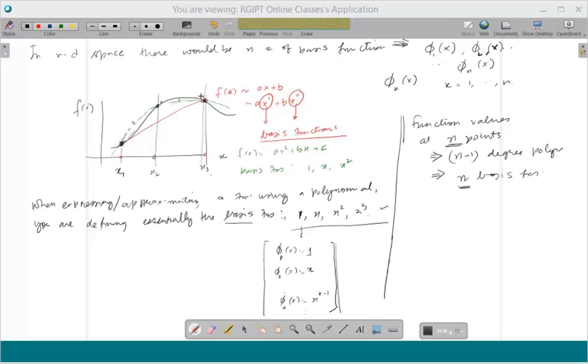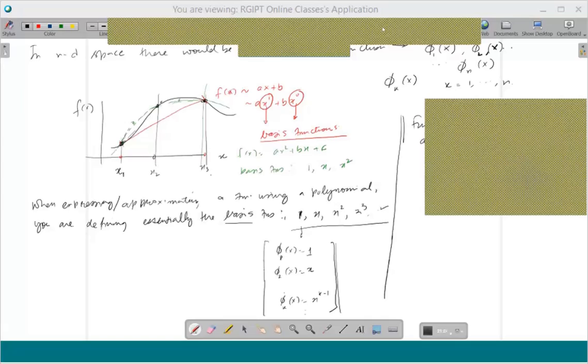If I have two points, I have a linear function, first order polynomial. If I have 3 points, I have a second order, which is a parabola, and so on. If I have n points, I have an n minus 1 degree polynomial, and therefore I'll have n basis functions.